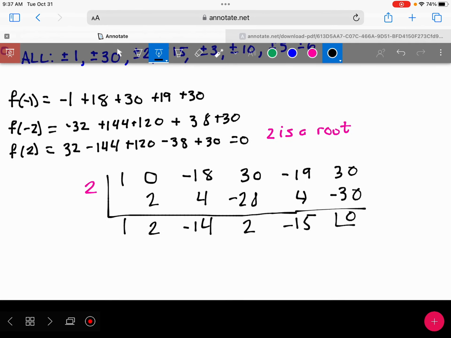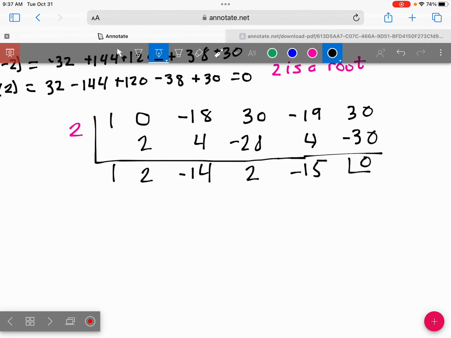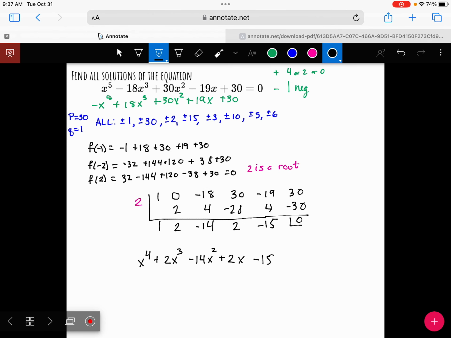So here we have our new polynomial. We're at minus 15. We've got a 2x, 14x squared, 2x cubed, and x to the 4th. And we know we have a root at 2. So I'm going to just put that up there.